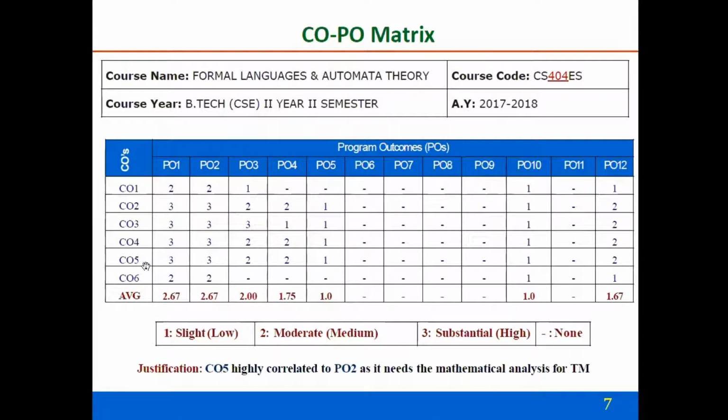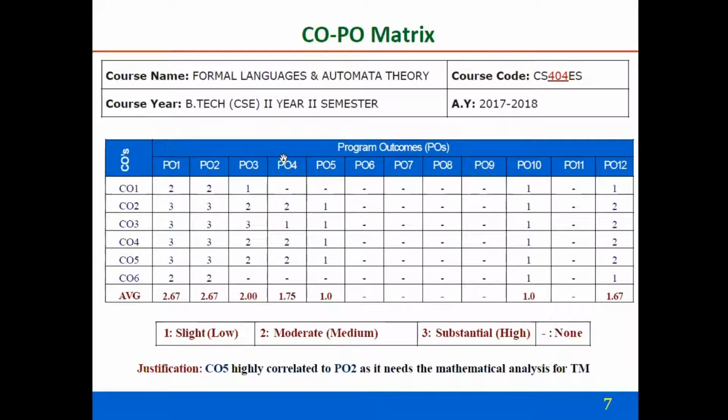CO5 is highly correlated to PO2. Let us say one sample: CO5 with PO2, level 3. So one sample I have taken. CO5 is highly correlated to PO2. The reason is that it needs mathematical analysis for the computer abstract model, that is, the Turing machine. For the Turing machine, purely mathematical knowledge is required. With that only, further computations can be done. So that's the justification. So like that we have to justify.